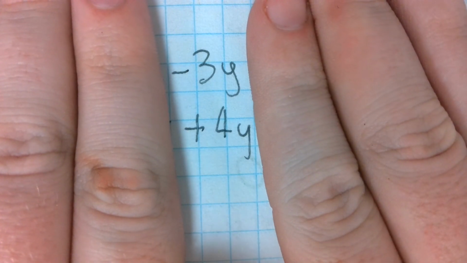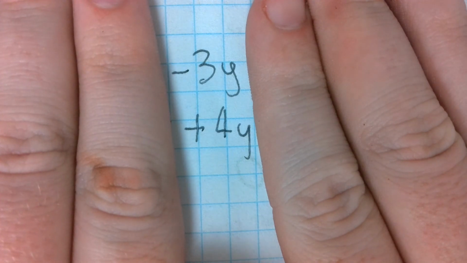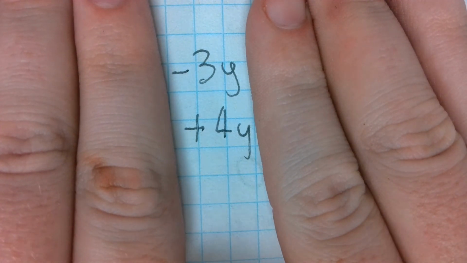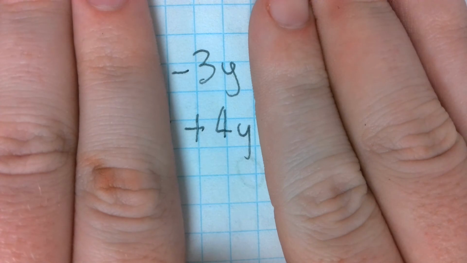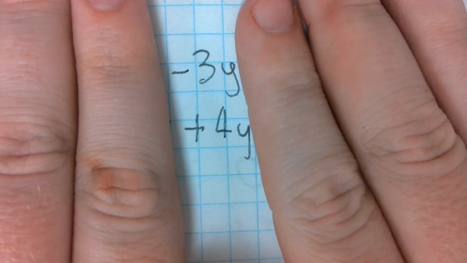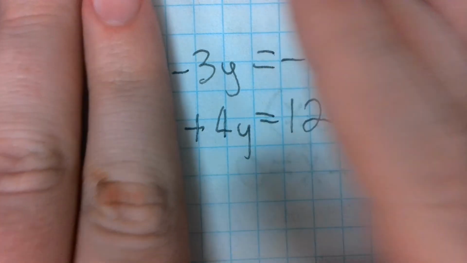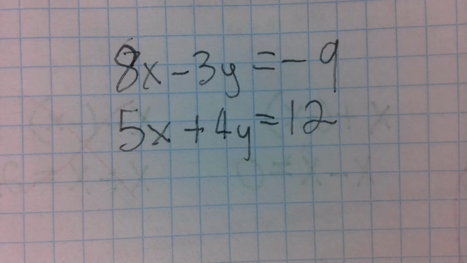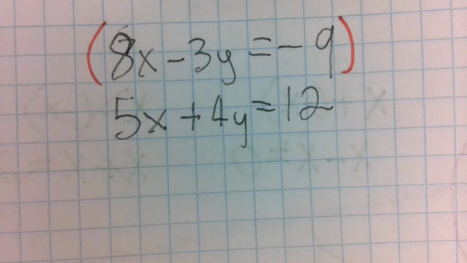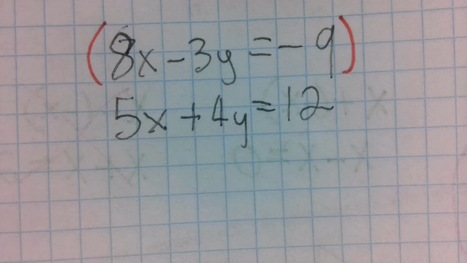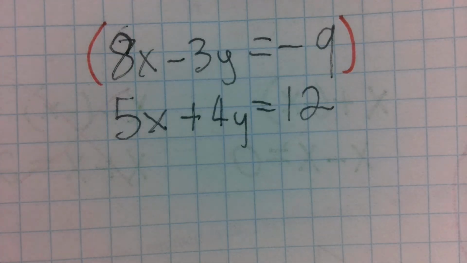Again, we don't care about positives or negatives, so actually, what if we made these both 12? Because, think about it, 3 is a factor of 12, and 4 is a factor of 12. So let's try to turn these both into 12. Well, what do we need to do to turn 3y into 12? Or in this case, technically negative 3y. Well, we can multiply by 4.